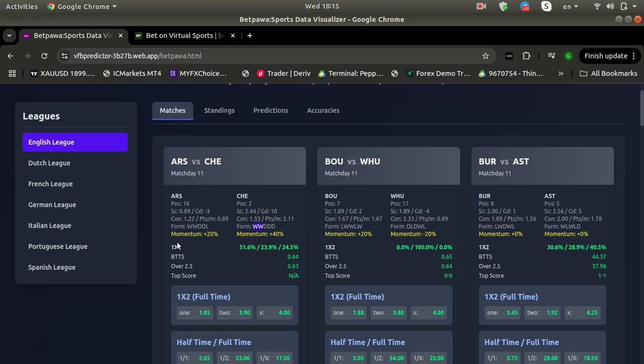You can also see the momentum. Actually, let me see. This here is the goal difference. Here you have the momentum.